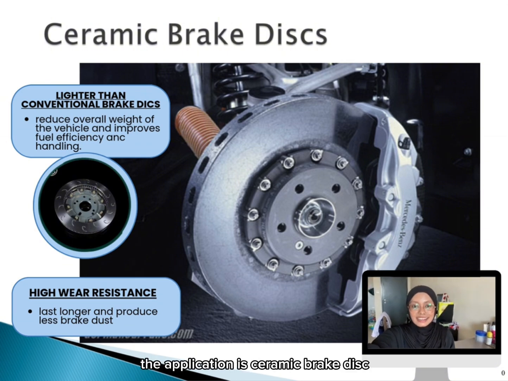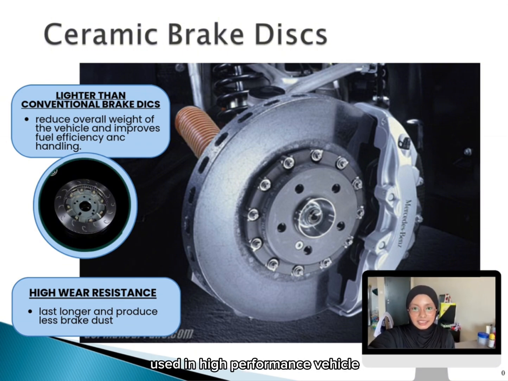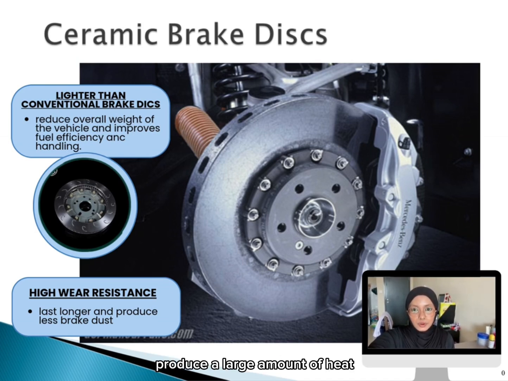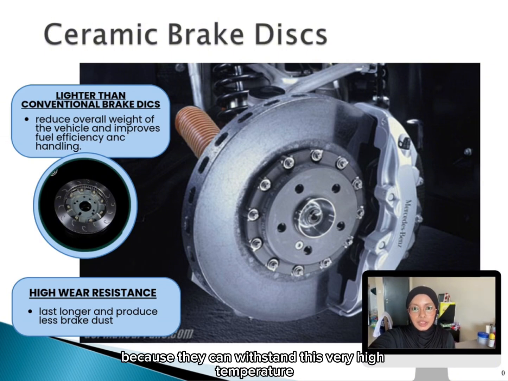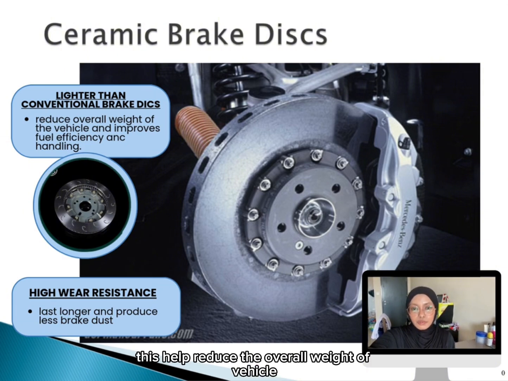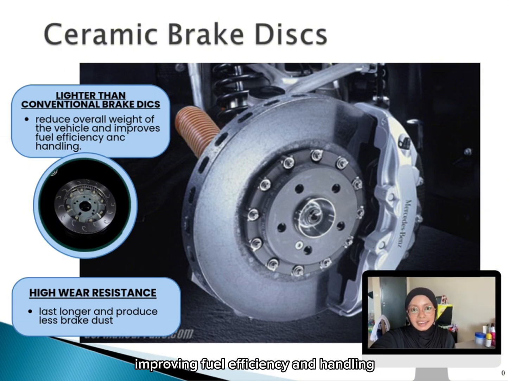For this slide, the application is ceramic brake discs used in high-performance vehicles. When a car brakes, friction between the brake pad and the brake disc produces a large amount of heat. Ceramic brake discs are preferred because they can withstand this very high temperature without deforming easily. Besides that, ceramic brake discs are lighter compared to conventional metal brake discs, this helps reduce the overall weight of the vehicle, improving fuel efficiency and handling.